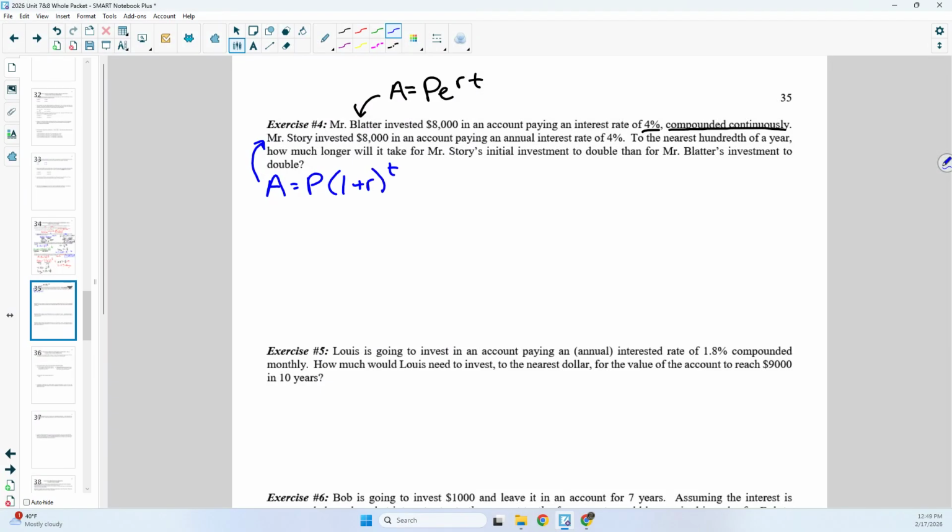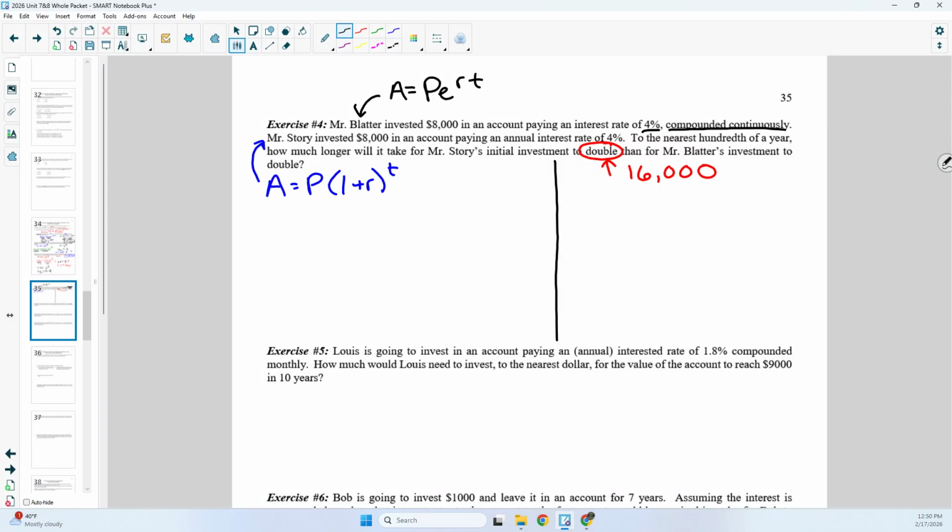So it says to the nearest hundredth of a year, how much longer will it take for Mr. Story's initial investment to double than for Mr. Blader's investment to double? So on this problem, this is not doubling time because they're asking about how long it takes to double. They haven't told me the doubling time. So this double for both of them means that my ending amount should be double 8,000, which is $16,000. So we're going to set up the two problems and solve them separately, and then we'll compare them.